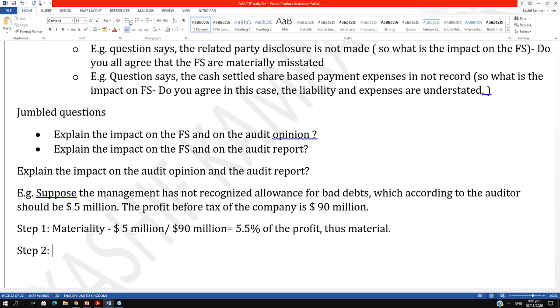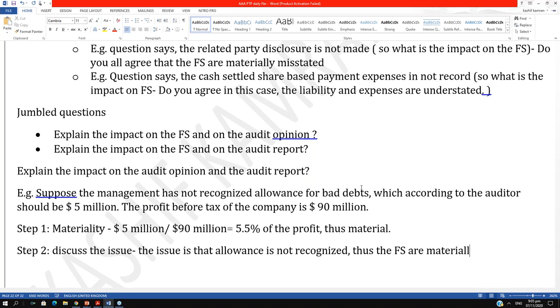Step 2, discuss the issue. The issue is that the allowance is not recognized. Thus, the financial statements are materially misstated. Do you agree with that? Is that the issue, everyone? Is that the issue, that the allowance is not recognized and thus the financial statements are materially misstated? Have we calculated materiality in step number 1? So that is the issue.